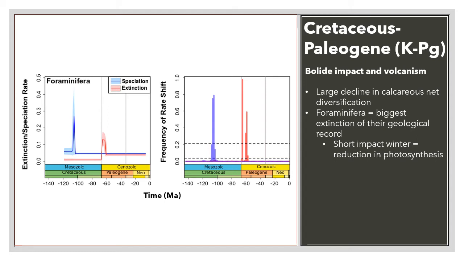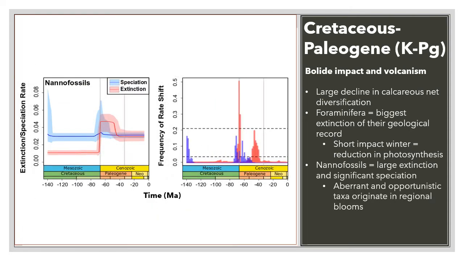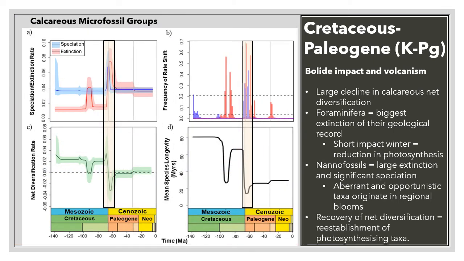This is likely the result of aerosols, soot from wildfires, and ejecta sparking a short impact winter, reducing climate forcing and ceasing photosynthesis. Nanofossils experience a large extinction coupled with a significant change in speciation, likely the result of aberrant, opportunistic disaster taxa, originating in regional blooms shortly after the impact. Corresponding with species longevity plummeting, these taxa would have been short-lived, colonising new morphospace before diversity began to increase again.